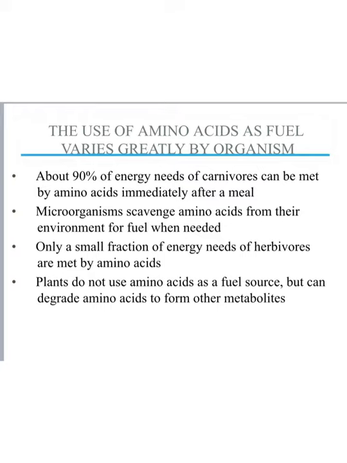Microorganisms have to scavenge for amino acids from their environment for fuel when they need it. So they're not taking in massive amounts of protein that serve as that amino acid source. For herbivores, only a small fraction of their energy needs are going to be met by amino acids. So the plants that they eat are not a great source of amino acids. So really their use of amino acids as a fuel source is pretty minimal. Plants in general do not use amino acids as a fuel source, but they can degrade amino acids to form other types of metabolites, and we'll talk about that as we go through this chapter. So some organisms rely very heavily on amino acids as a source for fuel, other organisms much less so.